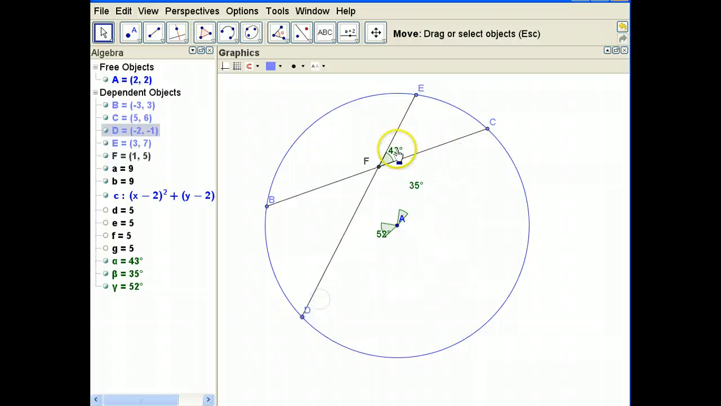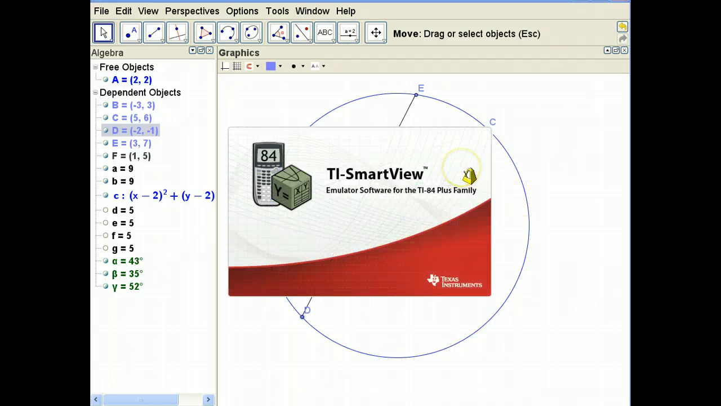Now let's take a look at this 43 degree angle. The 43 degree angle, let's do a little arithmetic here. Wait for my calculator to pop up. Eventually it'll be here.